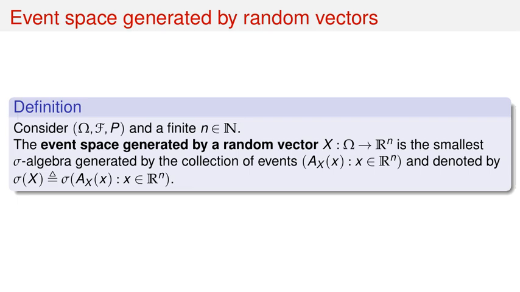Now let's discuss the event space generated by random vectors. Consider (Omega, script F, P), a finite n. The event space generated by a random vector X from Omega to R to the n is the smallest sigma algebra that is generated by the collection of events A sub x of x for all x in R to the n. We denote this as sigma of X, which is sigma of the set A sub x of x for x in R to the n.